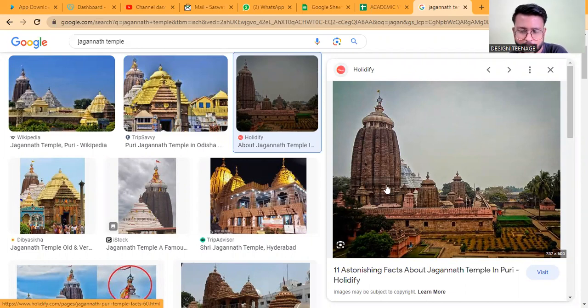Can you see that this particular Shikara, the temple part, is rising in different curves from a larger circle to a smaller circle? Yes. This is absolutely missing in South Indian temple architecture. Now let's go back and check out our PDF for South Indian temples.